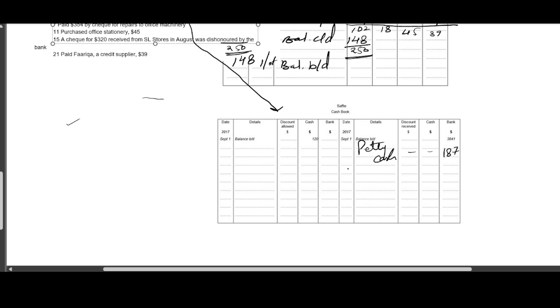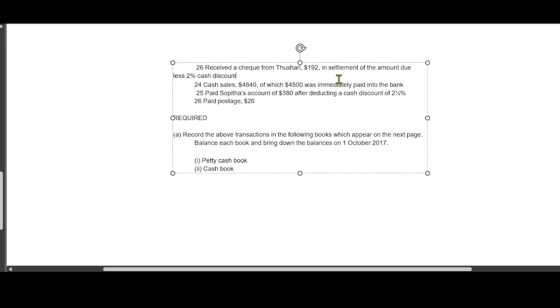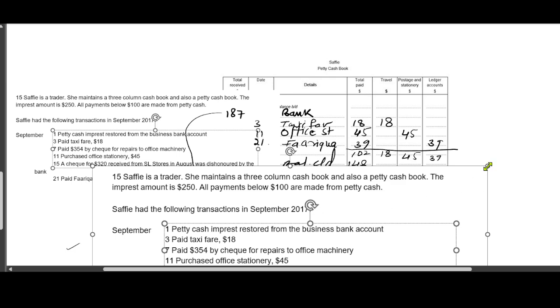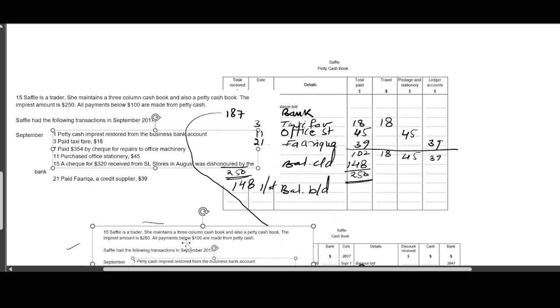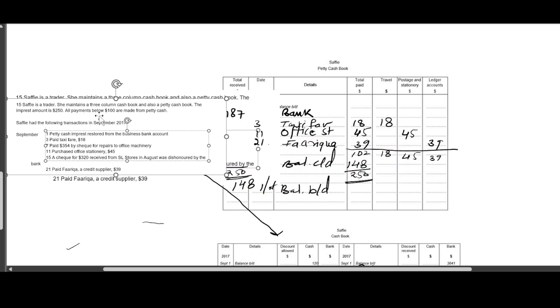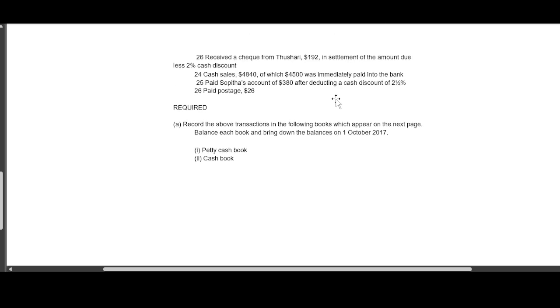Okay, so the remaining question is this one. I'll make it short. Oh goodness, it's the same. Give me a minute. Print screen.